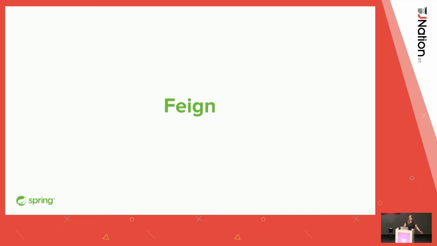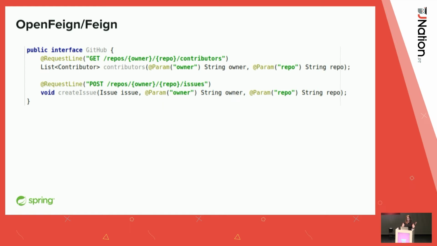So various of you might have already used similar solutions. One of them is Feign. And as you can see, that's what you provide, just an interface with some annotations. In this case, we have request line to specify the method and the URI, and then we can pass some parameters.